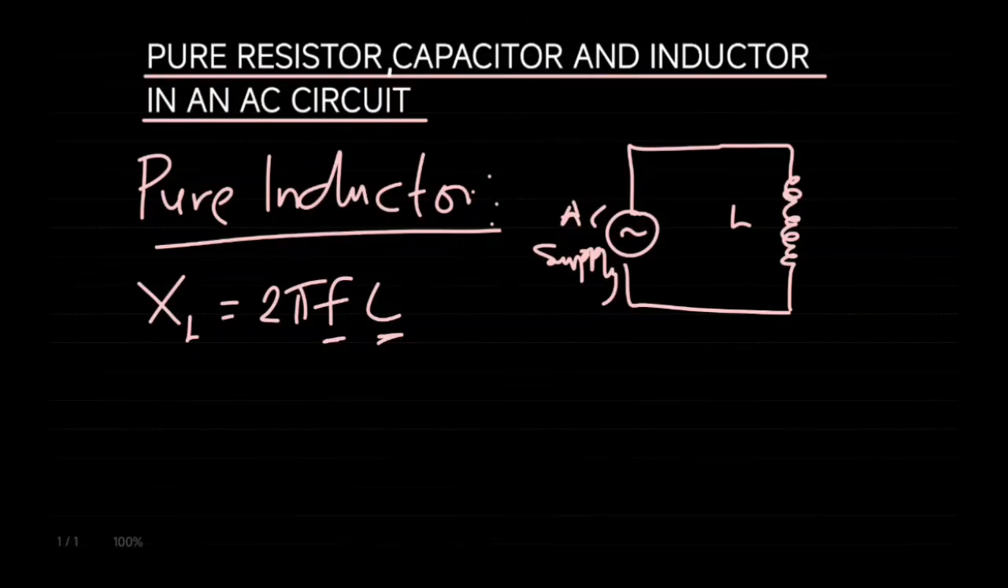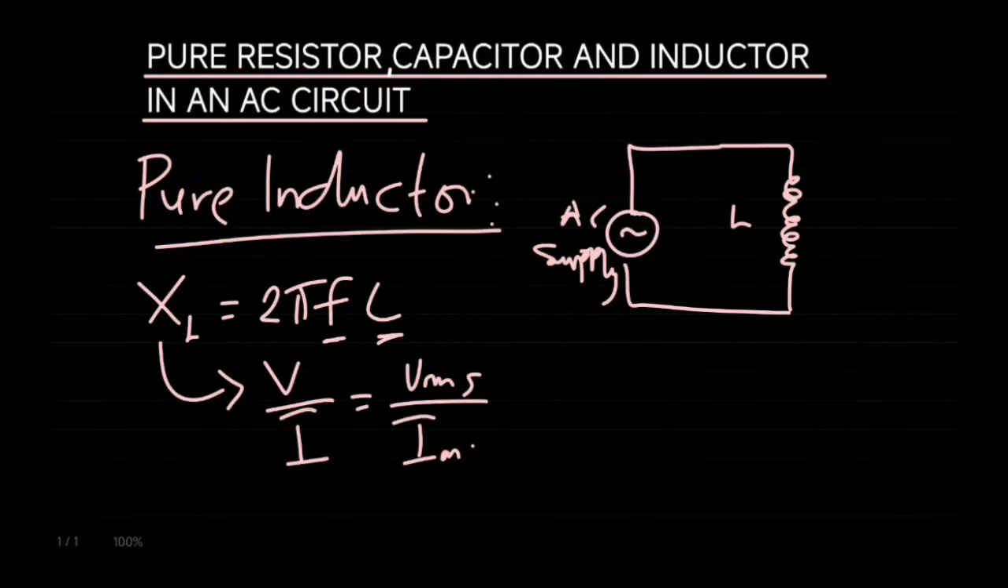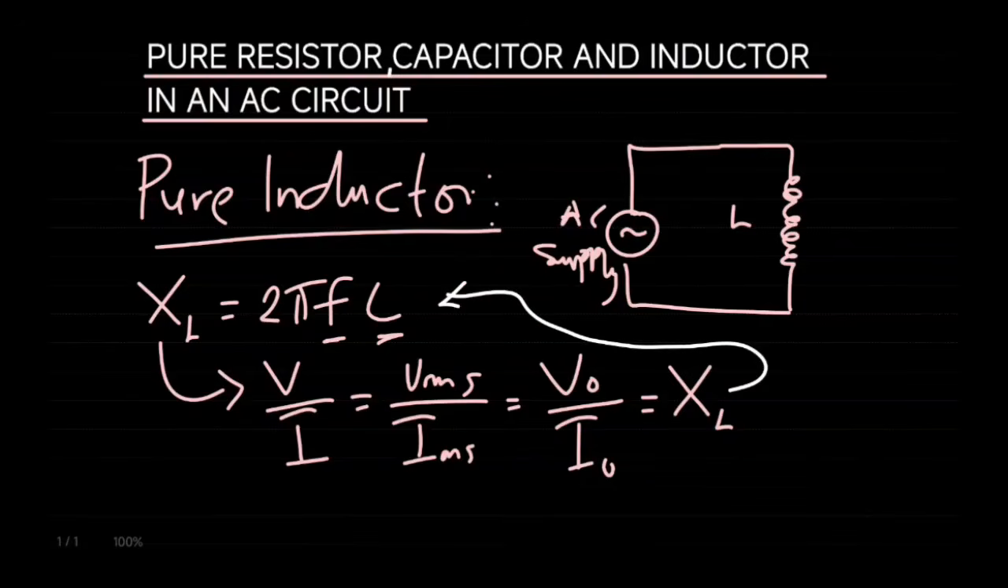This can also be given as V all over I, which is also equal to Vrms all over Irms, which is also equal to V naught all over I naught, which is equal to what? XL. So this can be the equation, and also this can be the equation, depending on the problem you are given to solve using the inductive reactance. We'll be solving a lot of problems in the inductive reactance, the capacitive reactance, and the pure resistor.